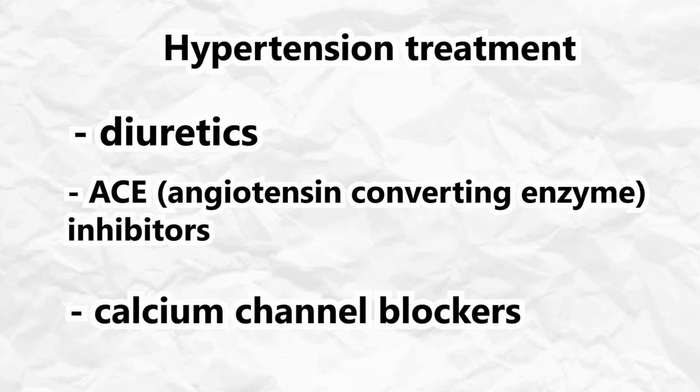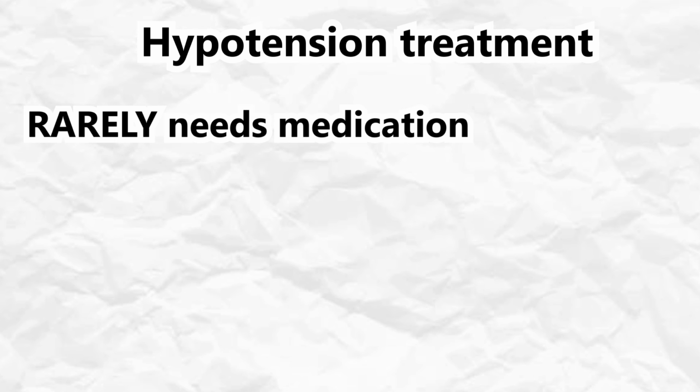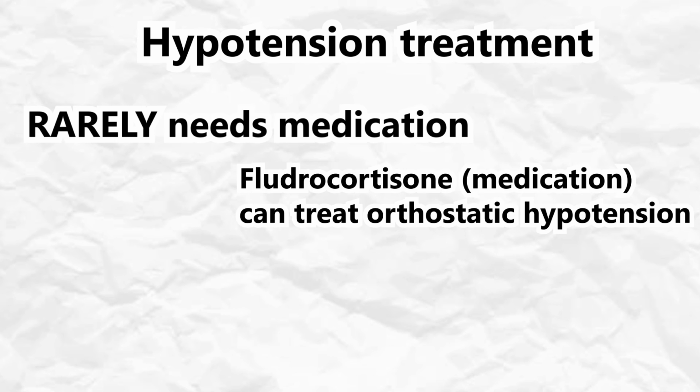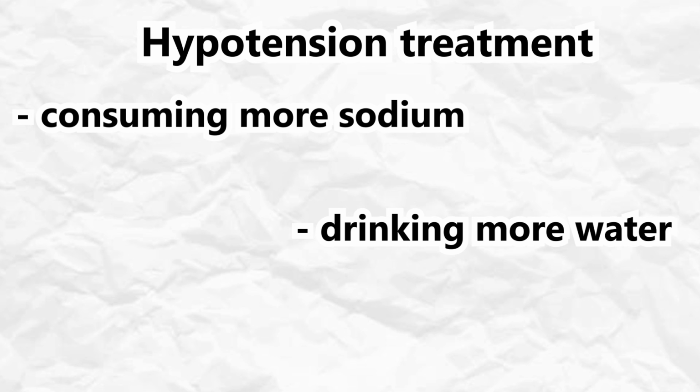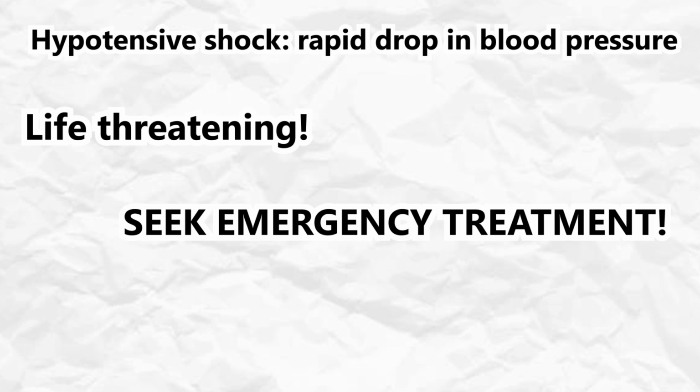Hypertension can be treated with diuretics, ACE inhibitors, calcium channel blockers, and these. Hypotension rarely needs medication. In some cases, fludrocortisone treats orthostatic hypotension. Also, more ways to treat hypotension are consuming more sodium or drinking more water to increase blood volume and blood pressure. In case of hypotensive shock, seek emergency treatment.